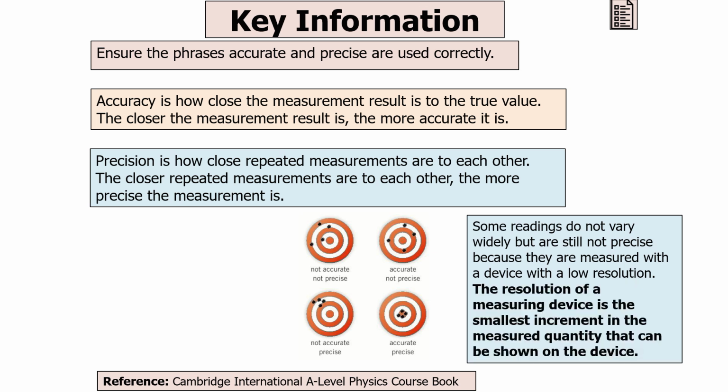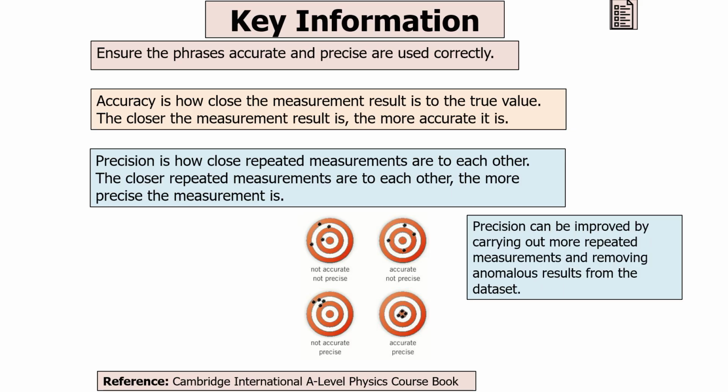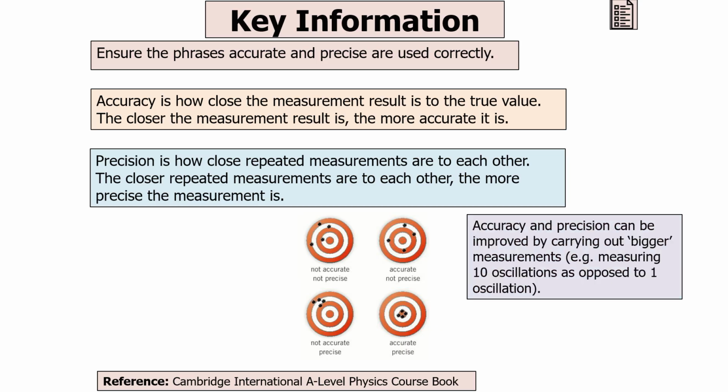Now, the resolution of a measuring device is the smallest increment in the measured quantity that can be shown on the device. Precision can be improved by carrying out more repeated measurements and removing anomalous results from the dataset. Accuracy and precision can be improved by carrying out bigger measurements. So, for example, measuring 10 oscillations as opposed to 1 oscillation.